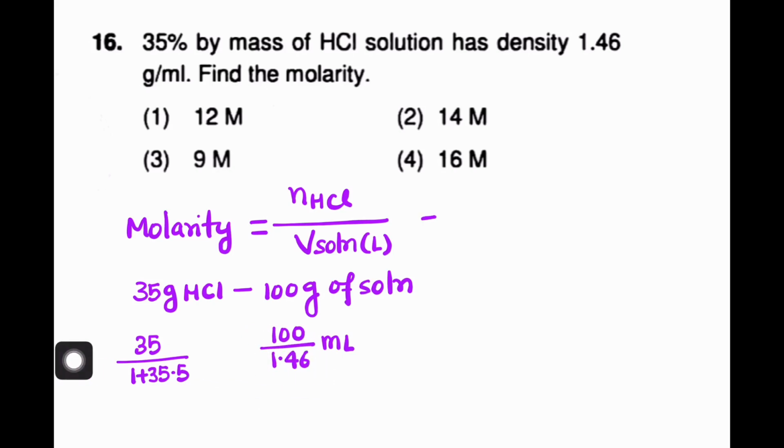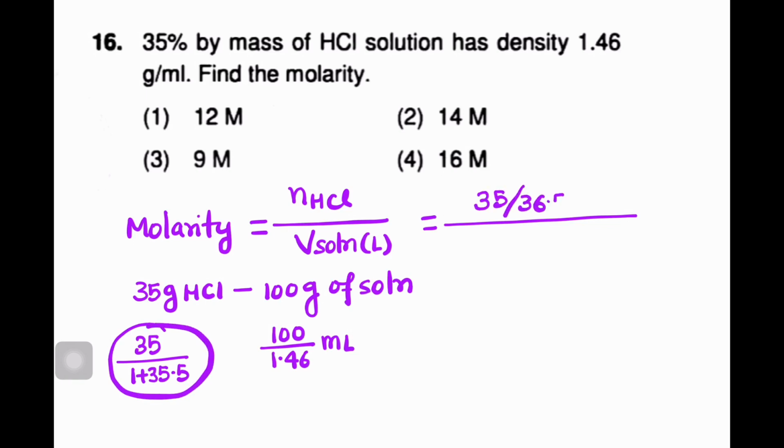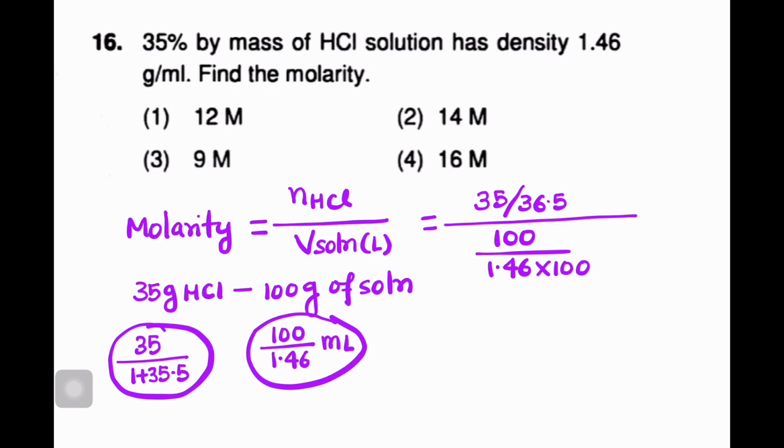So now the calculation of molarity is much easier. We'll just take this mole, which is 35 by 36.5, and we'll take the volume corresponding to this mole. But we have to convert this into liters because it is in milliliters, so we divide by 1000, and that's all. We just need to solve it. After solving, we get exactly 14 molar. So that is the second one.